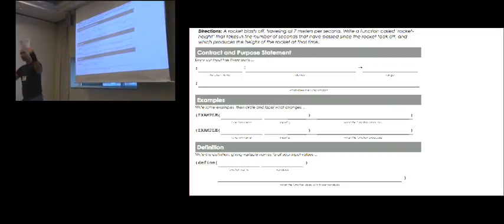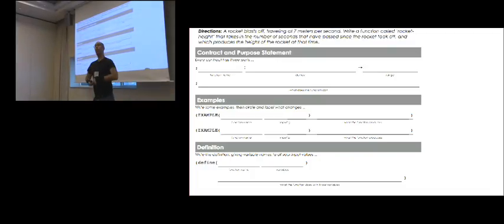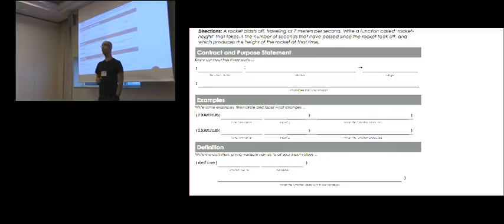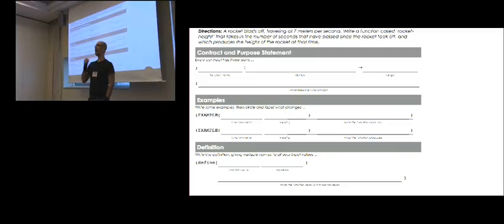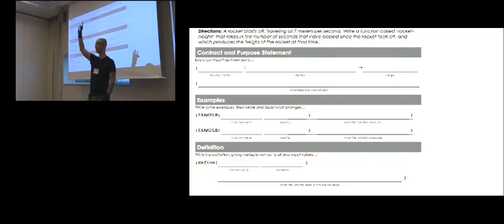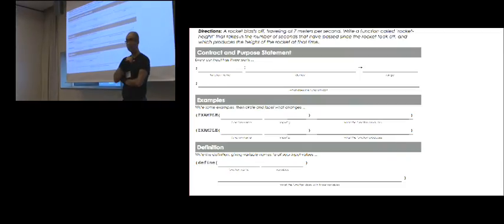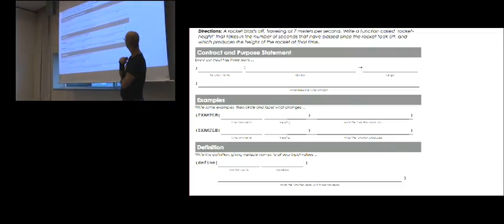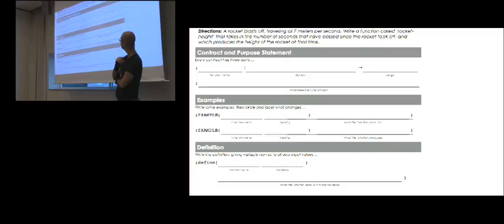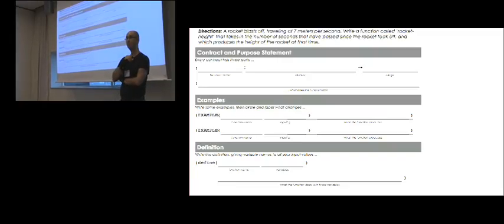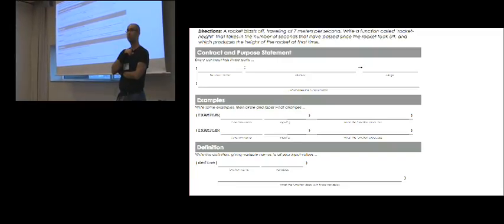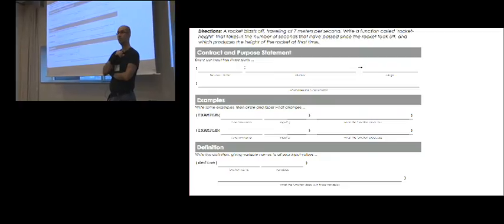You're good? All right. So, class, what I'd like to do is start this out by having a volunteer student read the word problem at the top of the page in a loud, clear voice. So who's got a nice loud voice? Excellent. A rocket blasts off, traveling at 7 meters per second. Write a function called rocket-height that takes in the number of seconds that have passed since the rocket took off and which produces the height of the rocket at that time.